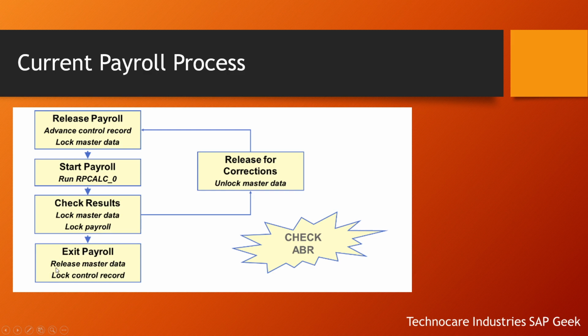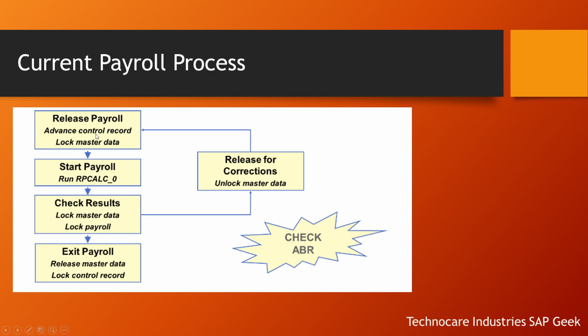For example, once I have completed the entire payroll process, it is time for posting the payroll results to finance. We go ahead with the control record status as exit, and we post the documents to FI, thus releasing the master data for the upcoming payroll cycle. So this is a standard straightforward process that is being followed.